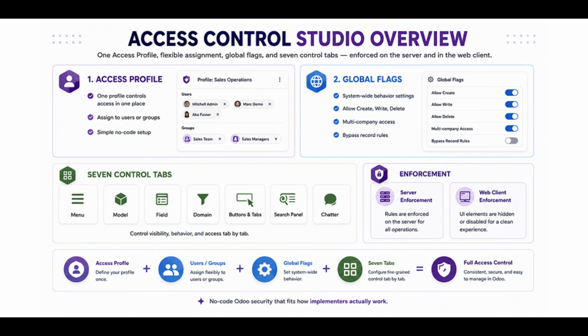To recap: an access profile has a clear assignment to users or groups, global flags for system-wide behavior, then seven tabs: menu, model, field, domain, buttons and tabs, search panel, and chatter. Everything enforces on the server and in the web client together. Access Control Studio is no-code Odoo security that fits how implementers actually work. One screen, one profile, tab by tab.